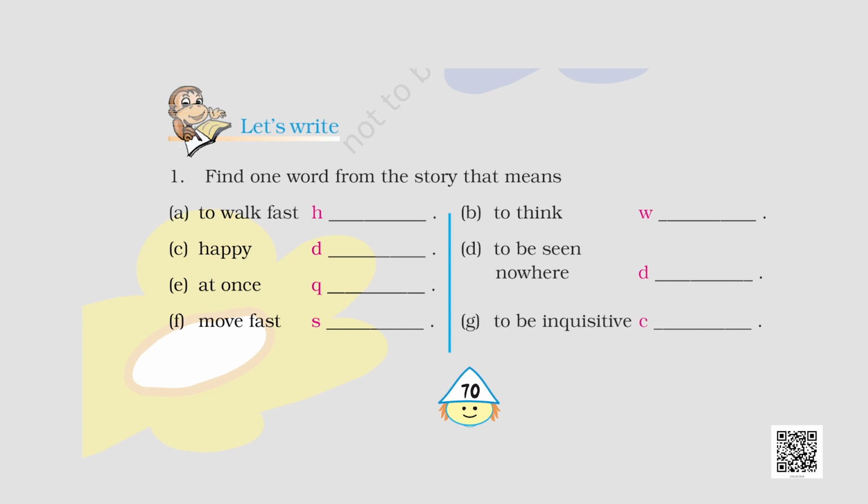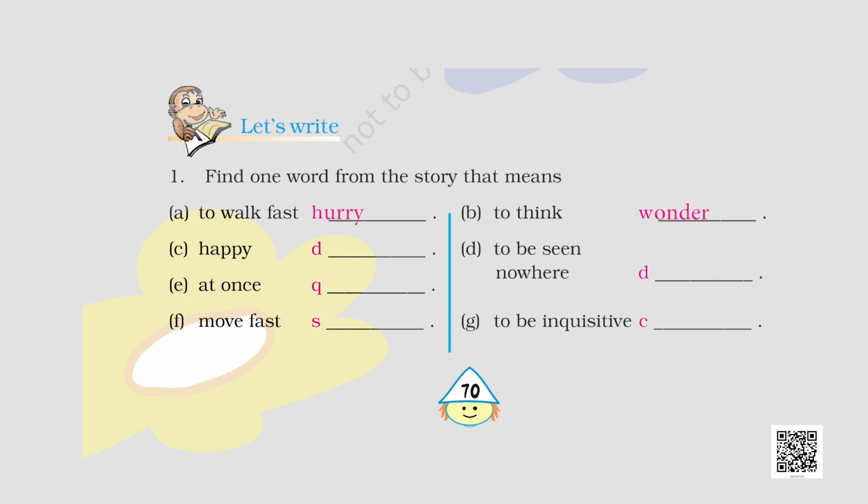Let us now go to the section Let's Write on page 70. You have to find one word from the story that means the expressions. The first one, to walk fast. Think of a word from the story which begins with the letter H. Yes, you're right. The word is hurry. The next one, to think. The word begins with the letter W.